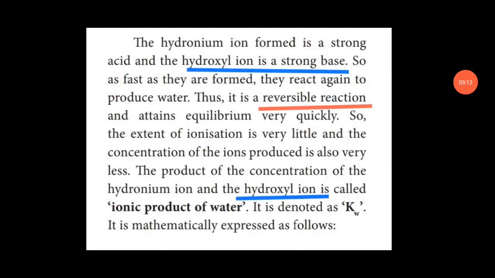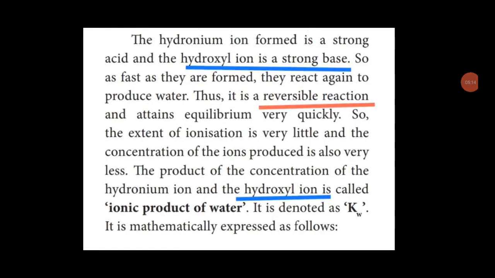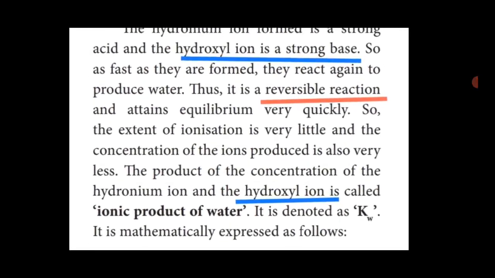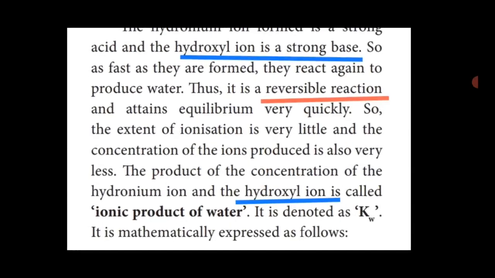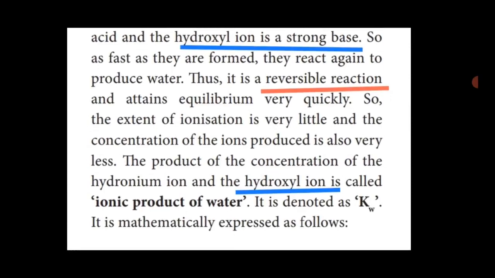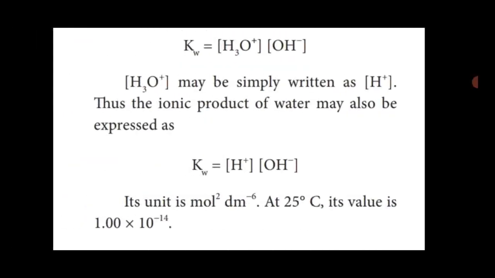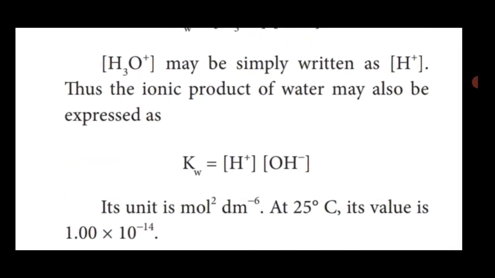Once again, recall what is the ionic product of water. The product of the concentration of hydronium ion and hydroxyl ion is called the ionic product of water. It is denoted as Kw. Its unit is mole squared decimeter to the power minus 6. Its value is 1.00 into 10 to the power minus 14.